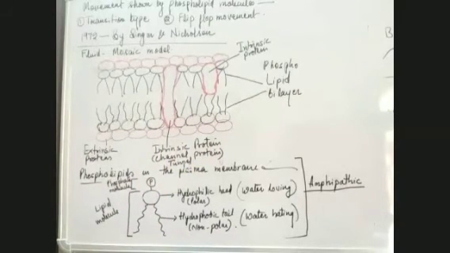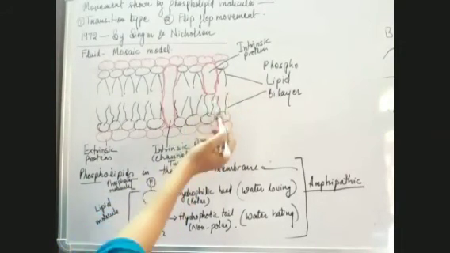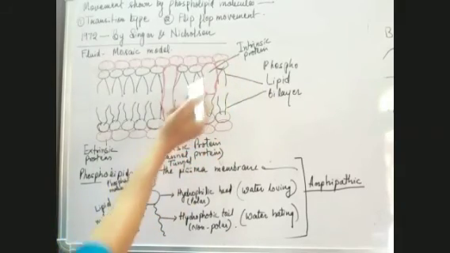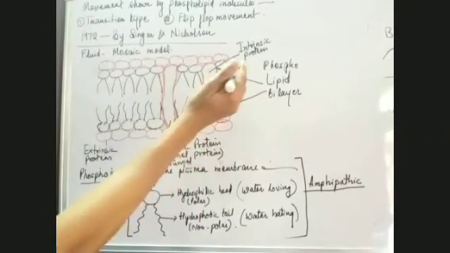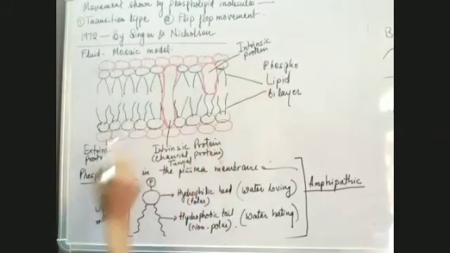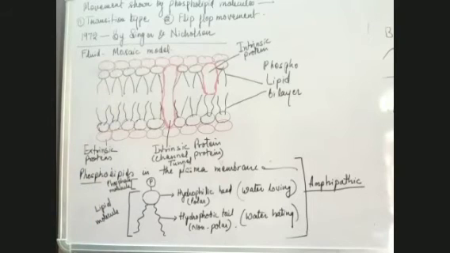This structure was given by Singer and Nicholson, and it showed the structure like this with the lipid bilayer, phospholipid bilayer, two layers of phosphate, intrinsic protein, and this is also intrinsic. This is completely embedded within the membrane. This is partially embedded in the membrane, and these are the superficial proteins which are present on the outer side, or extrinsic proteins.